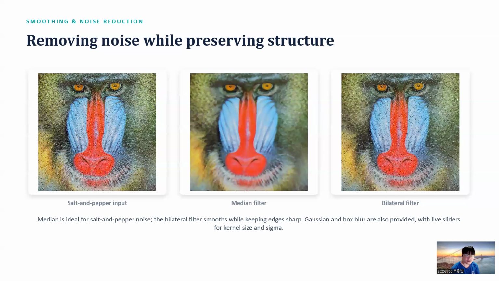Next, smoothing and noise reduction. The input here has heavy salt and pepper noise. The median filter removes almost all of it because it replaces each pixel with the median of its neighbors, which throws out the extreme values. The bilateral filter is the interesting one. It smooths flat regions but keeps edges sharp. Gaussian and box blur are also available. The Gaussian blur has a live slider for kernel size and sigma.